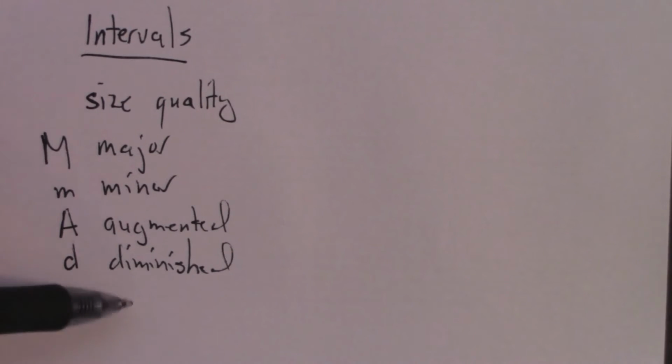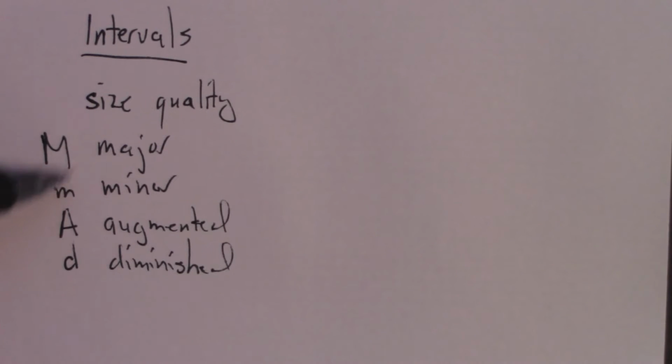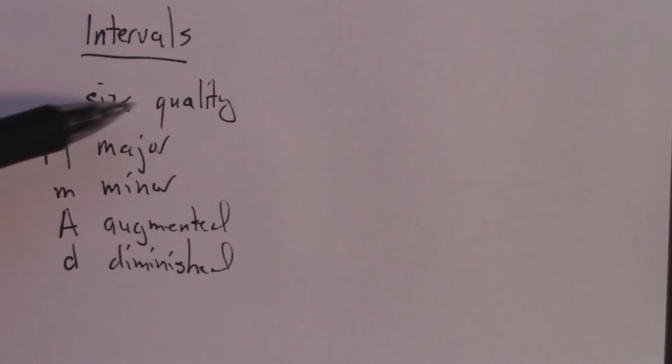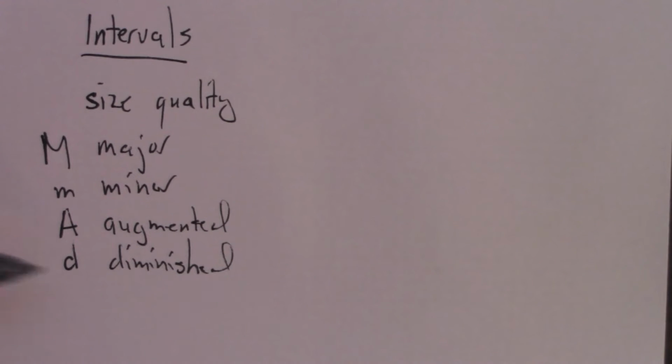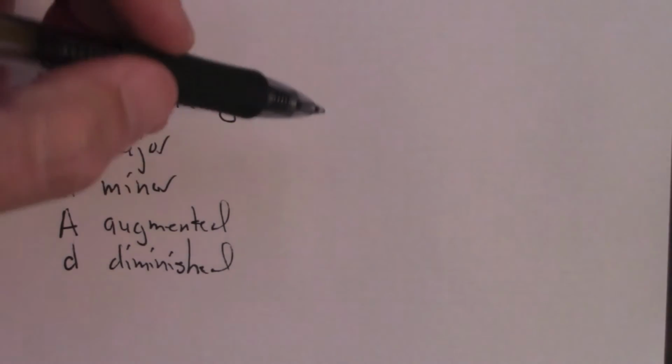Now, next time we'll talk about what these specifically mean. But we have a size and a quality, and so not just a third, we can have a major third, or a minor third, or an augmented third, or a diminished third. Okay? But here's the deal.